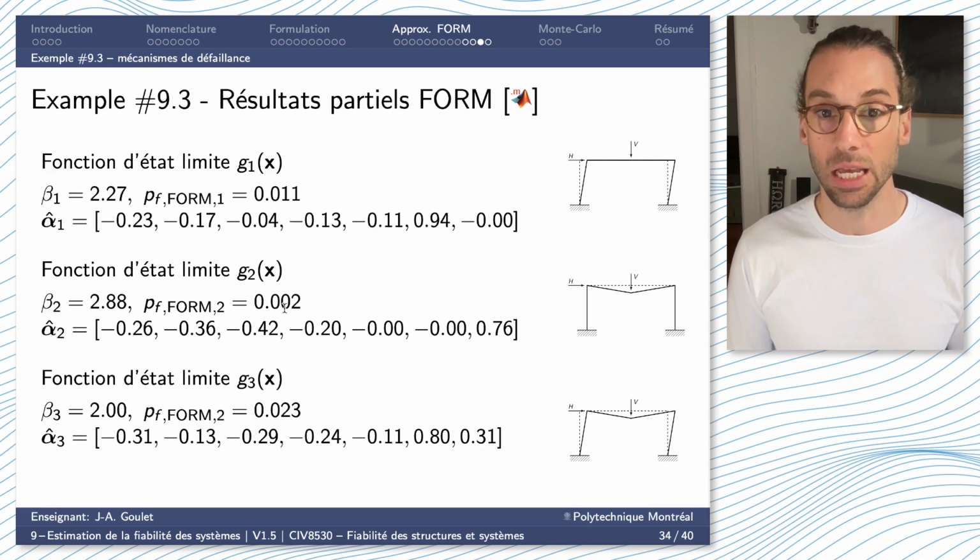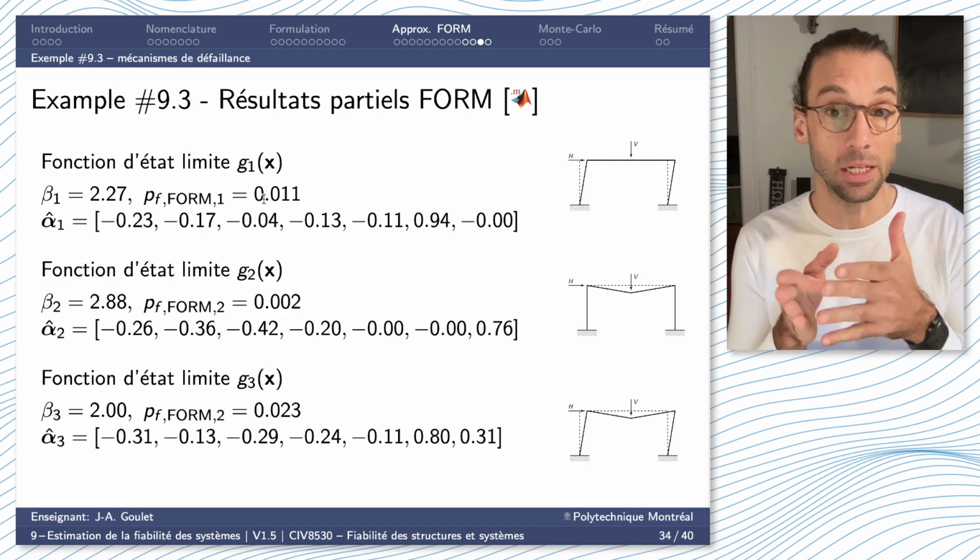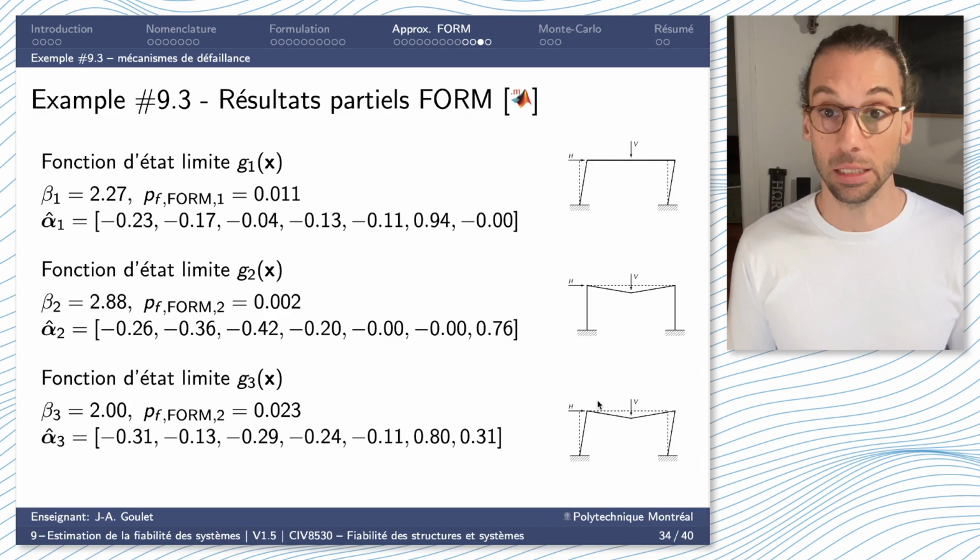And if we would sum the probability of failure of these 3 mechanisms, we would get something that's in excess of 0.03. But this is not what we want to do, because there's some overlap in the possible occurrence of these failure mechanisms.